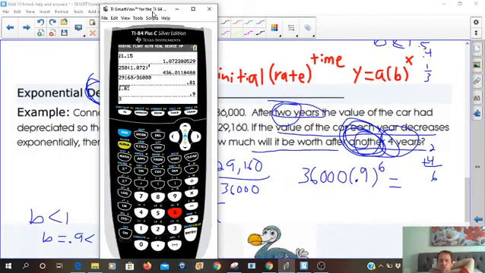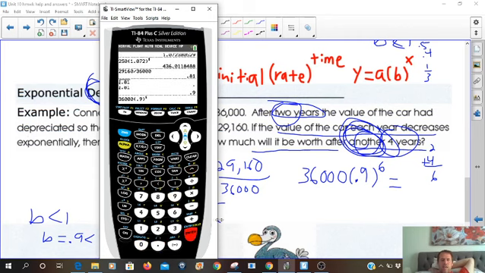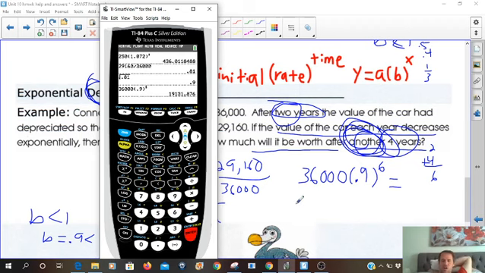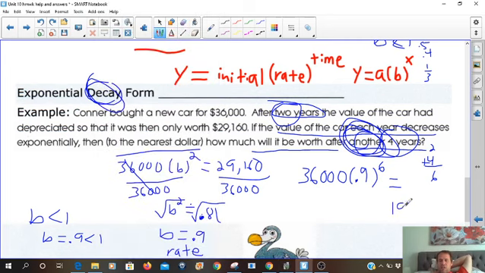So you're going to go ahead and do 36,000. And then don't forget to do parentheses, because you don't want to do 36,000 to the 6th power. No, no, no. So 0.9, good, to the 6th power. Okay, so then it decreased all the way down to 19,131.88.